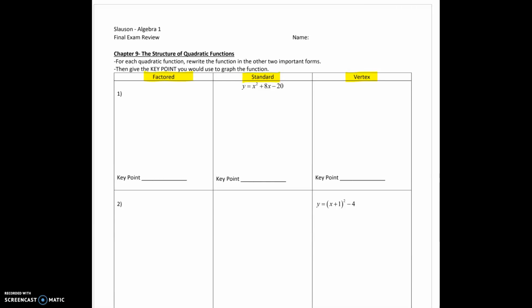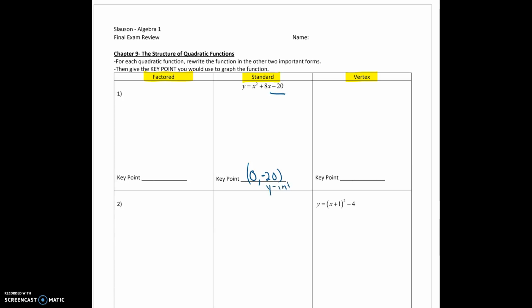Since I'm using the computer to do this, in your flip book, this is the top 2 boxes, the top left and the top right. So the first thing I have is standard form. In standard form, the key point that I get is the y-intercept, and that is just the c at the end. It's the negative 20 that we're focusing on. So the key point is 0, negative 20. It's the y-intercept, just so you know.